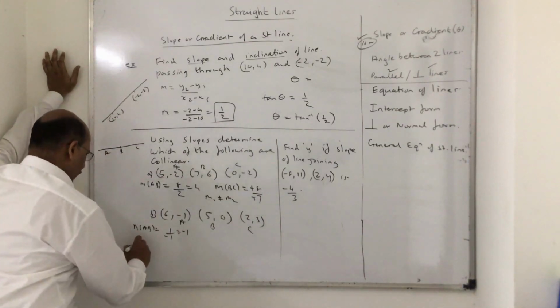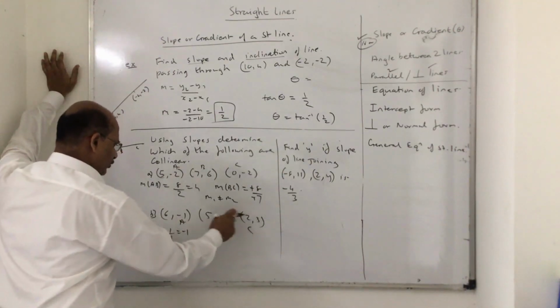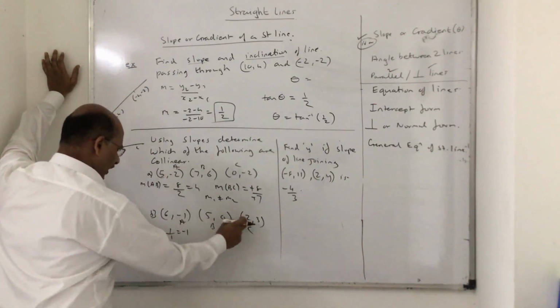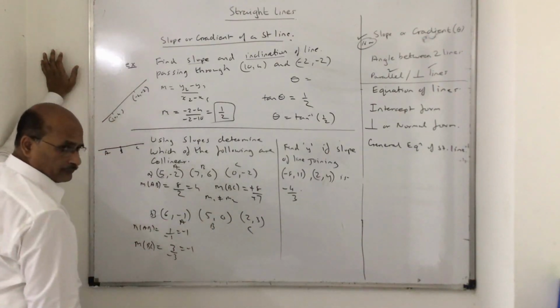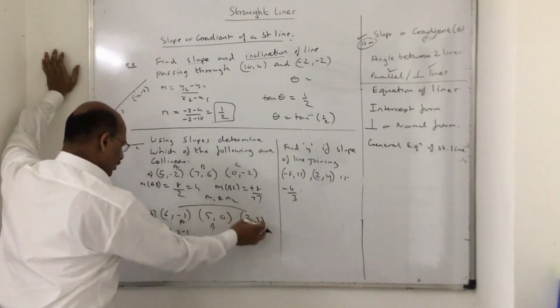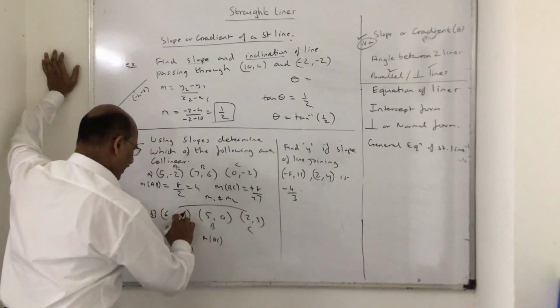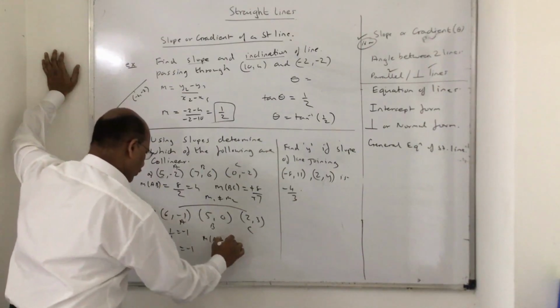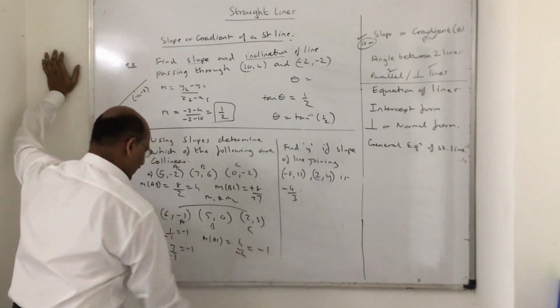Similarly, let us find the slope of BC. So slope of BC, y2 minus y1 upon x2 minus x1. So that is also minus 1. So to become more confirmed about it, I will find the slope of AC also. Slope of AC: 3 minus minus 1 is 4 and 2 minus 6 is minus 4. The answer is minus 1.